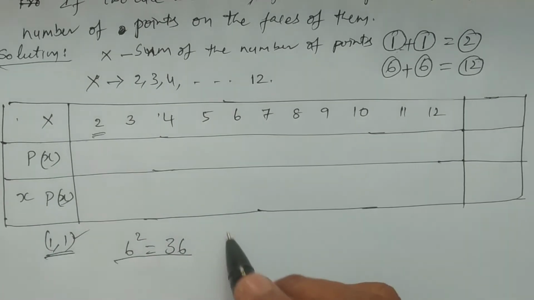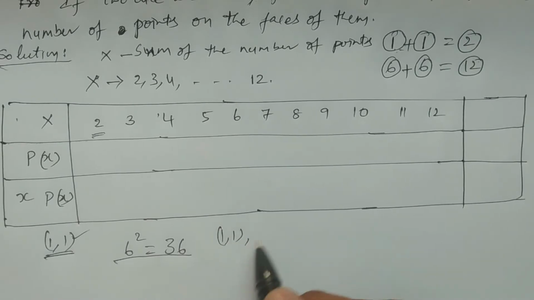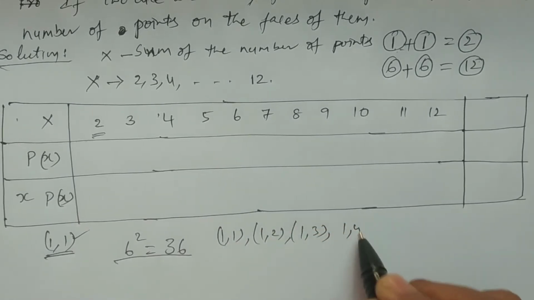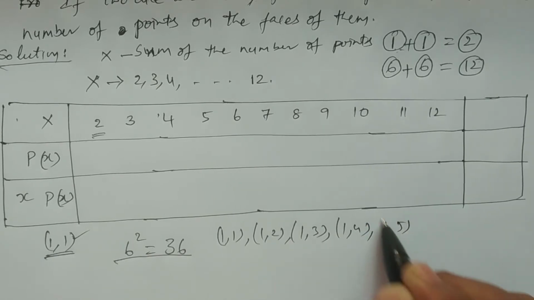We know I write one combination 1 comma 1, 1 comma 2, 1 comma 3, 1 comma 4, 1 comma 5, and 1 comma 6.